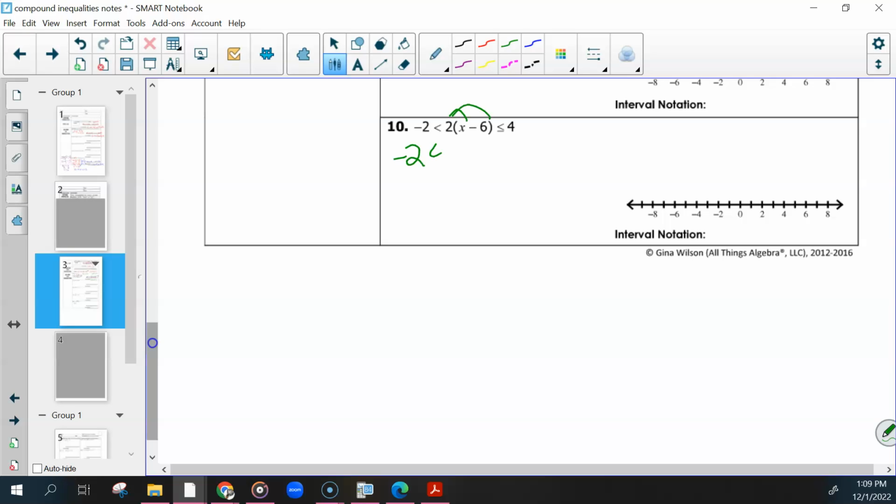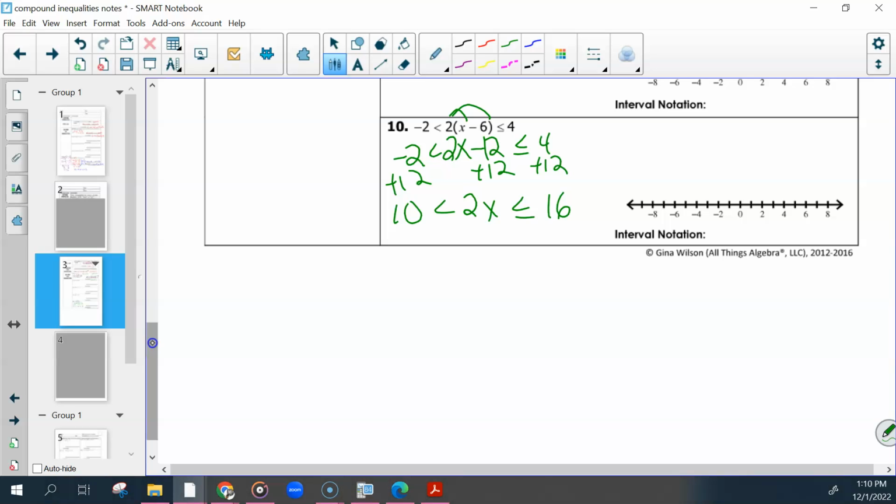We have negative 2 is less than 2x minus 12 is less than or equal to 4. And then how would we start to solve this? Add 12 to everything. So we have 10 is less than 2x, which is less than or equal to 16. Divide everything by 2.